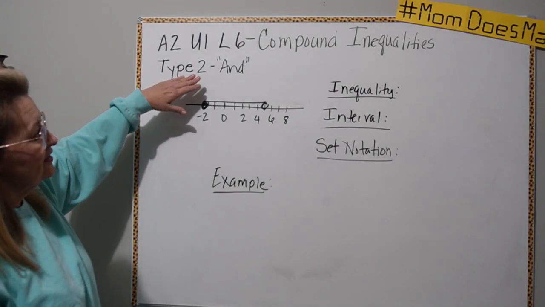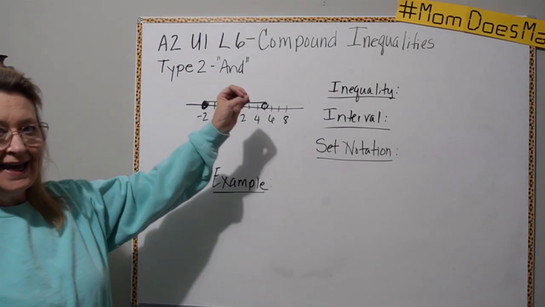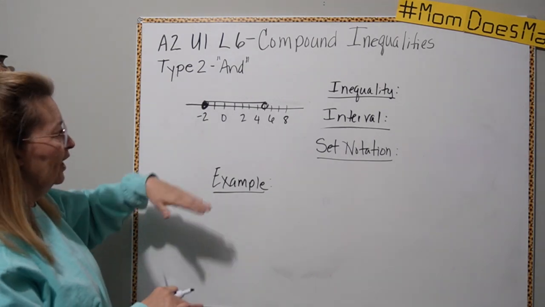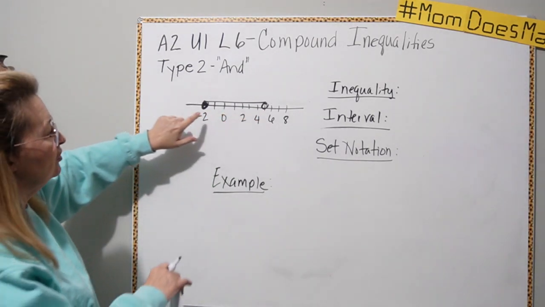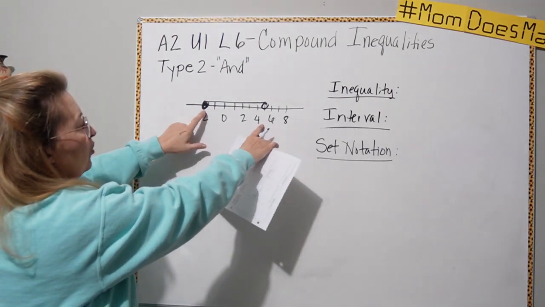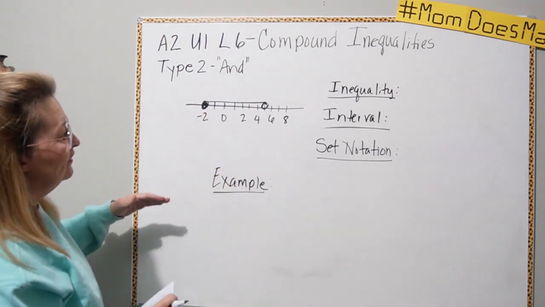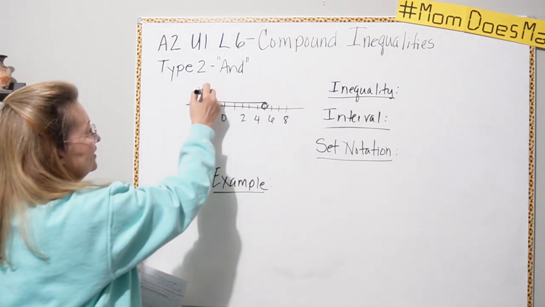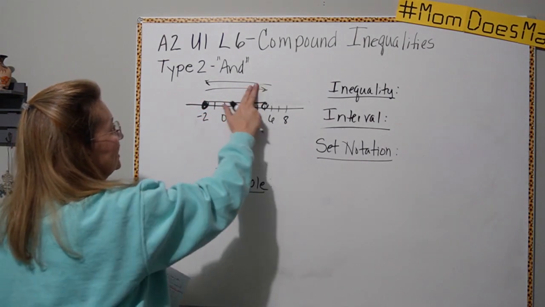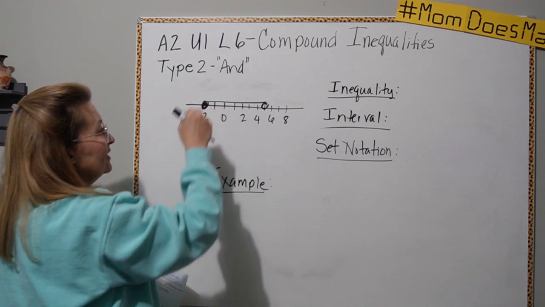Okay, now let's look at the type 2 problems, which are your "and" problems. So these are your intersections, where they overlap. And this is what your graph is going to look like. Instead of going off in different directions, you're going to have one segment. All right? And this is because it started off with these going in towards each other, and this is the overlap. All right, so that's why it's an "and."